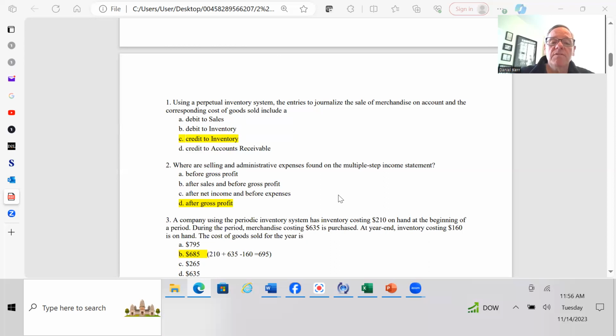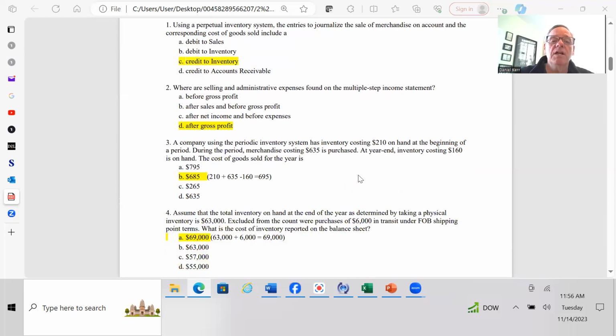Where are selling and administrative expenses found on the multiple step income statement? Well, the multiple step income statement shows sales minus cost of goods sold gives us gross profit. From that, we subtract out the selling and administrative expenses, and then we get the operating income. So where are selling and administrative expenses found on the multiple step income statement? Well, D, they would come after gross profit.